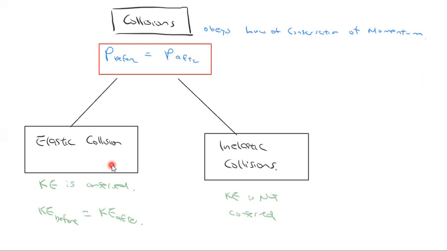So in practice, in the real world, no collision is 100% elastic, but there are collisions that for all intents and purposes we can model as an elastic collision, and the predictions will be pretty close to what we get. So can you think of any examples which might be considered an elastic collision? Close to, anyway.